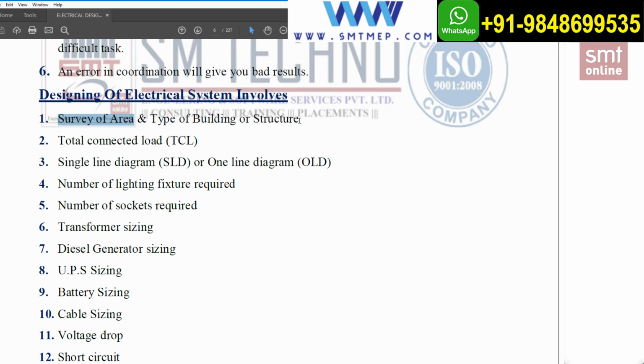And the type of building or structure means whether your building is of precast concept, or any kind of steel structure, or whatever building it is. With respect to that we have to work. We cannot work with respect to our own requirements.